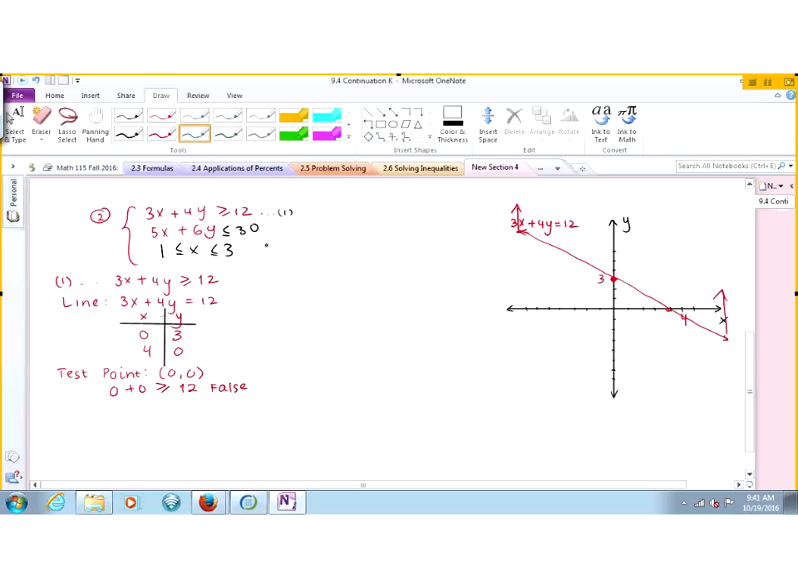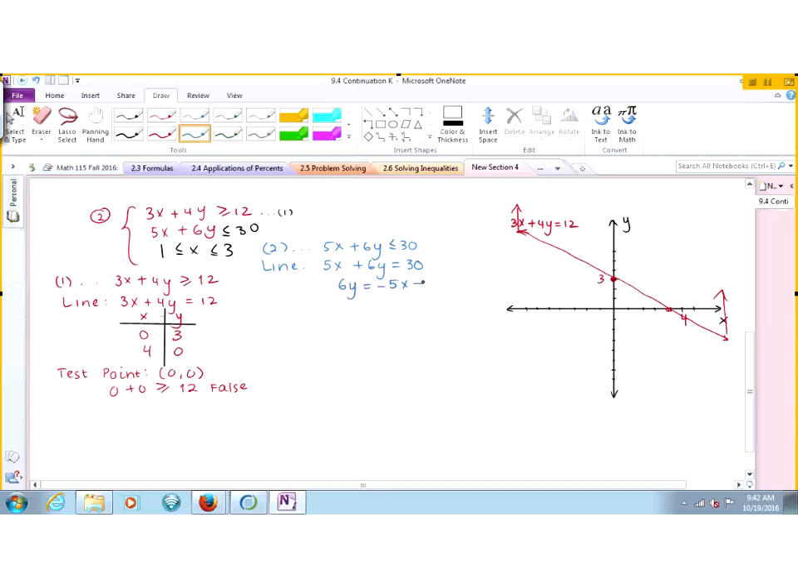Now, the second one, let's see, what was the second one? 5x plus 6y is less than or equal to 30. So the equation of the line is 5x plus 6y is equal to 30. Do we know how to graph this? Yes, you can do intercepts. Or do you want to solve for y here? Should we solve for y so that you remember? Yeah. So you can do intercepts like this, or let's solve for y.